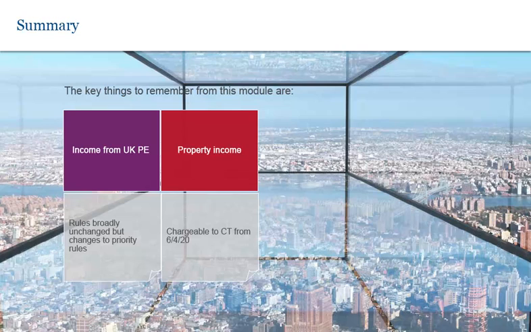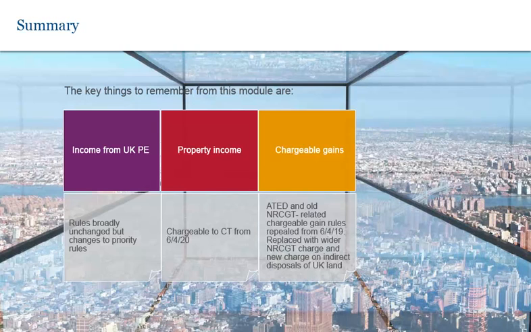Secondly, property-related income, formerly chargeable to income tax, will, from 6 April 2020, be chargeable to corporation tax. Thirdly, in relation to chargeable gains, the old ATED and NRCGT rules are repealed from 6 April 2019 and replaced with a wider NRCGT charge. Finance Act 2019 also introduces new rules which tax non-residents on indirect disposals of UK land.